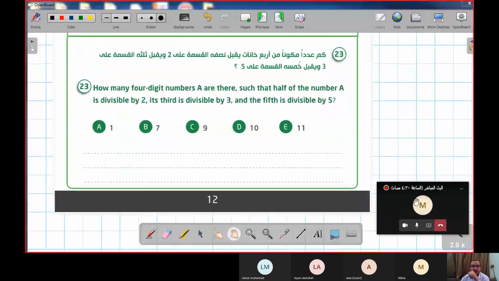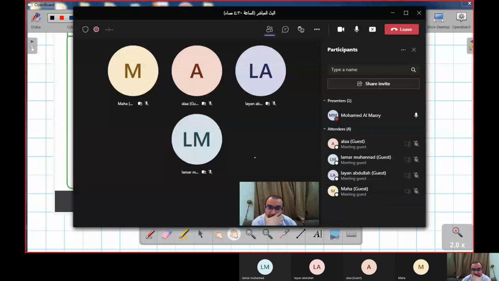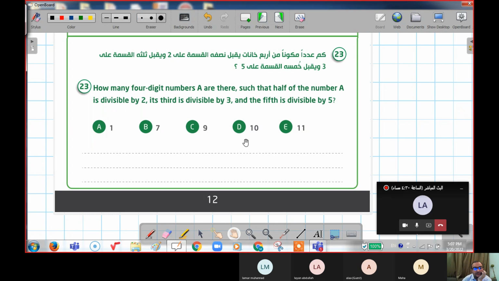Who can read the next question, 23? Yalla, read the question, ya Maha. Okay. How many 4-digit numbers A are there, such that half of the number A is divisible by 2, its third is divisible by 3, and its fifth is divisible by 5?